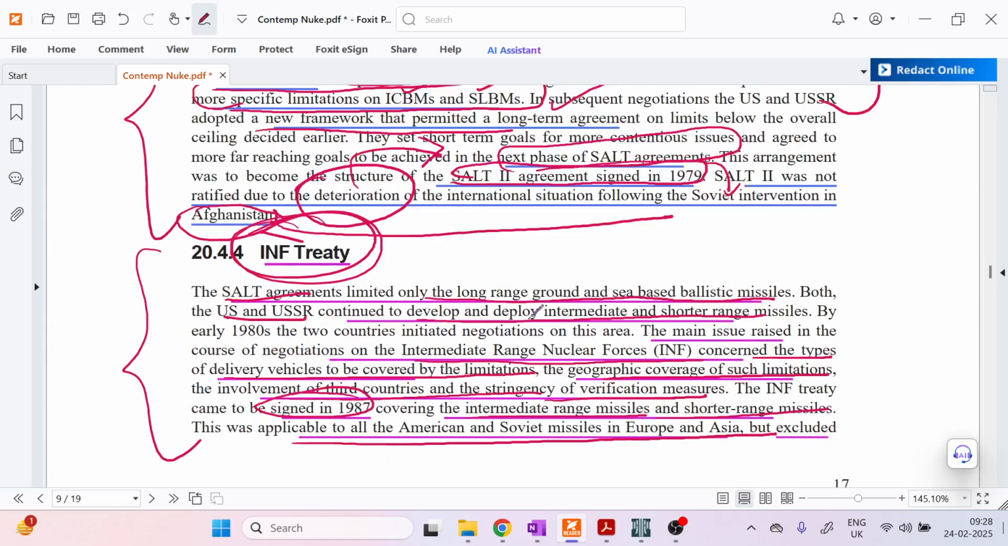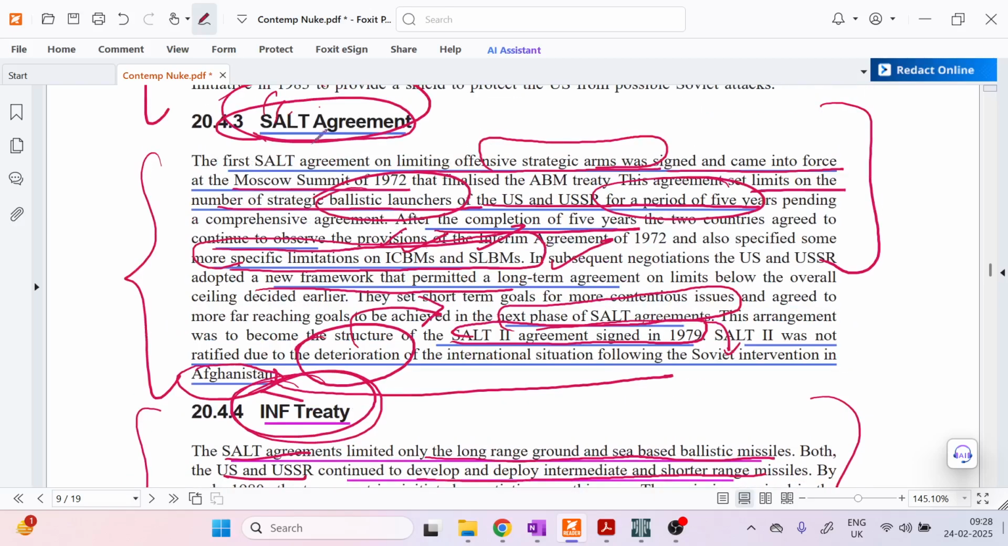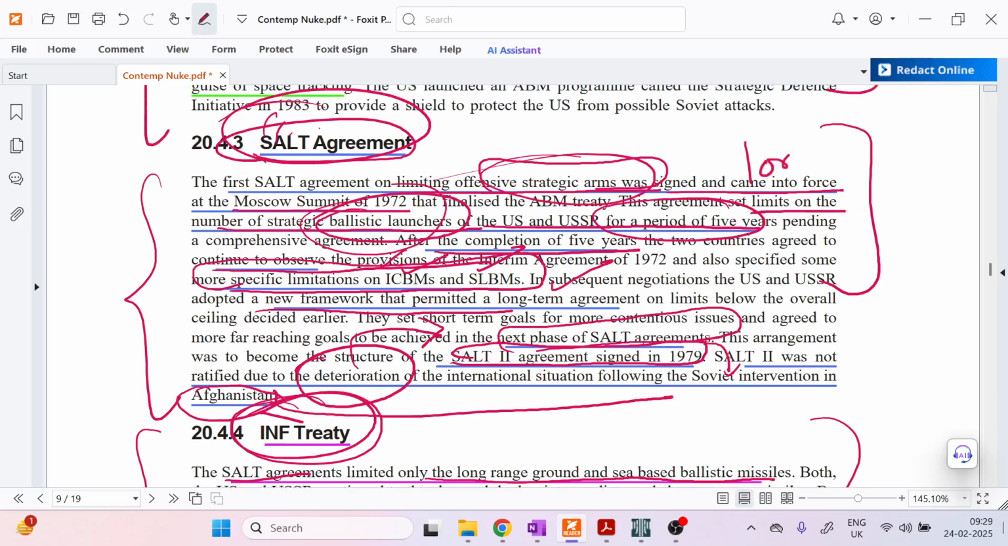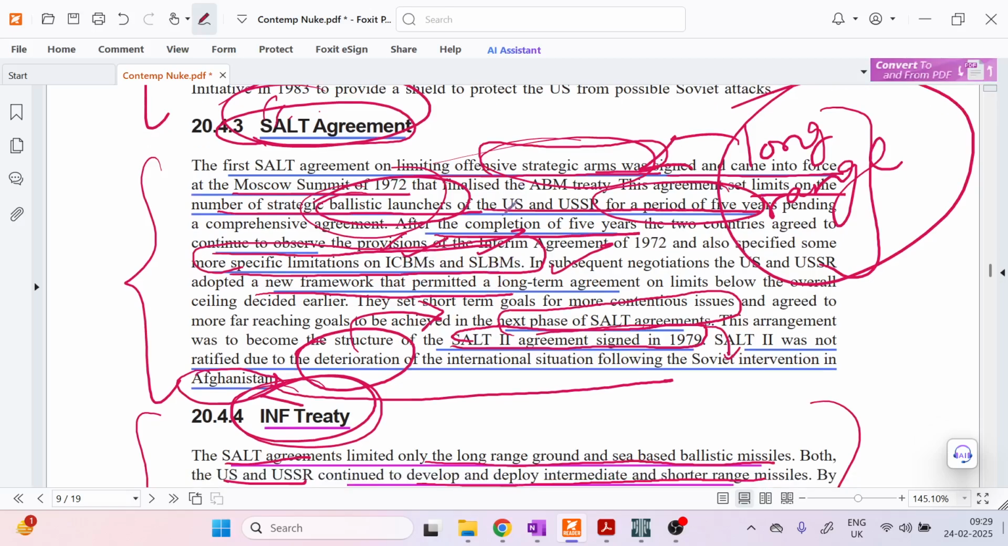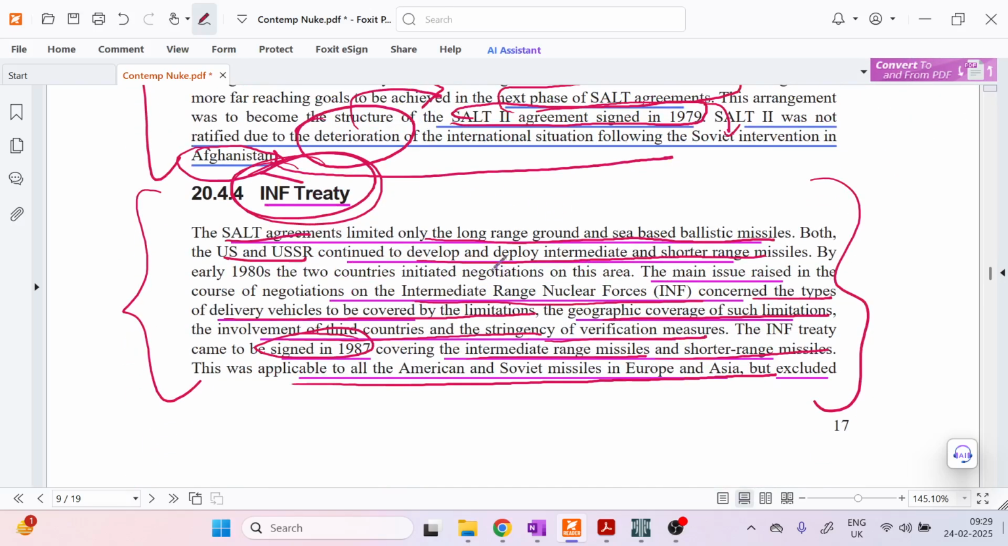So the meaning of this passage is that the SALT 1 agreement talks about long range missiles, strategic arms; ballistic missiles are ultimately of long range. So long range missiles, both ICBMs and SLBMs, were outlawed, but there was no treaty about intermediate and short range missiles. So this loophole was covered up by the signing of this treaty, the INF Treaty, which is Intermediate Range Nuclear Forces.